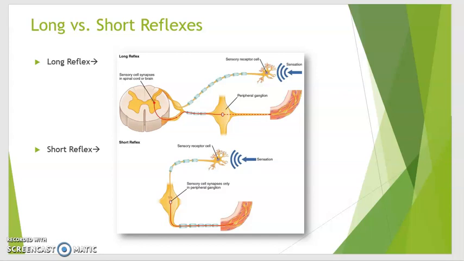Now we're going to take a look at our long versus short reflexes. So first we'll talk about a long reflex. You can see that at the top of the slide. We've got the lumen of the digestive tract, the peripheral ganglion, and then the sensory cell synapse in the spinal cord that's going to send it up to the brain.